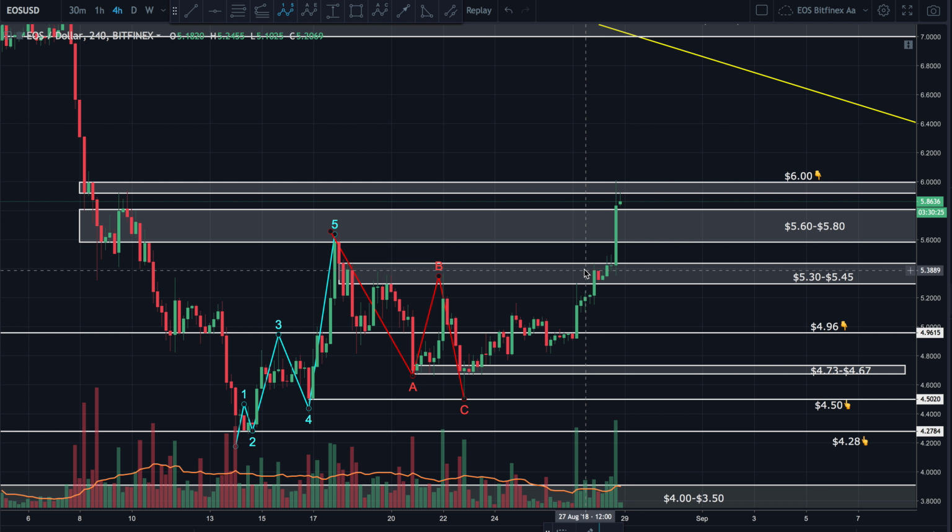We're looking at EOS to the US dollar. This is the 4-hour chart on Bitfinex, guys, and EOS is looking very bullish at the moment. We can see that volume is starting to increase. We need to see volume continue to increase if this is going to be a sustainable bull run.